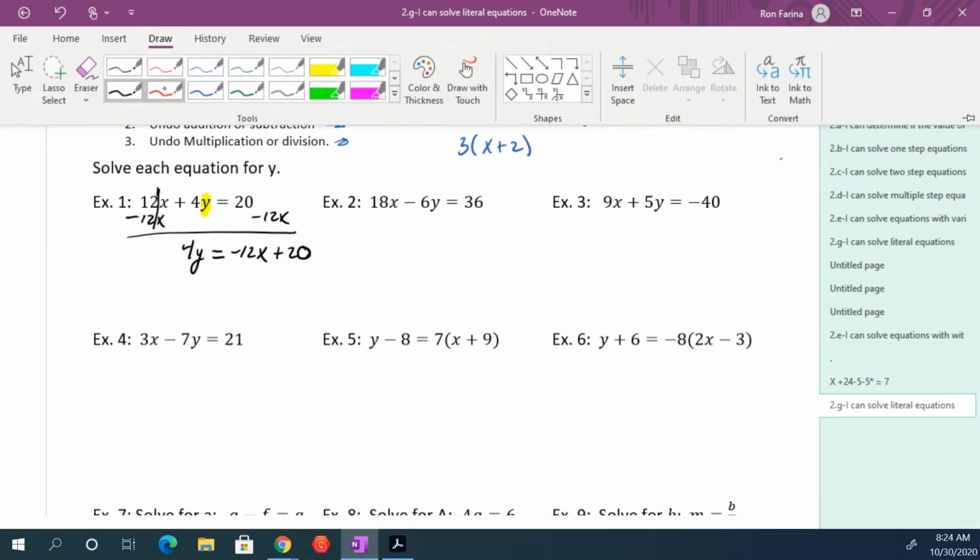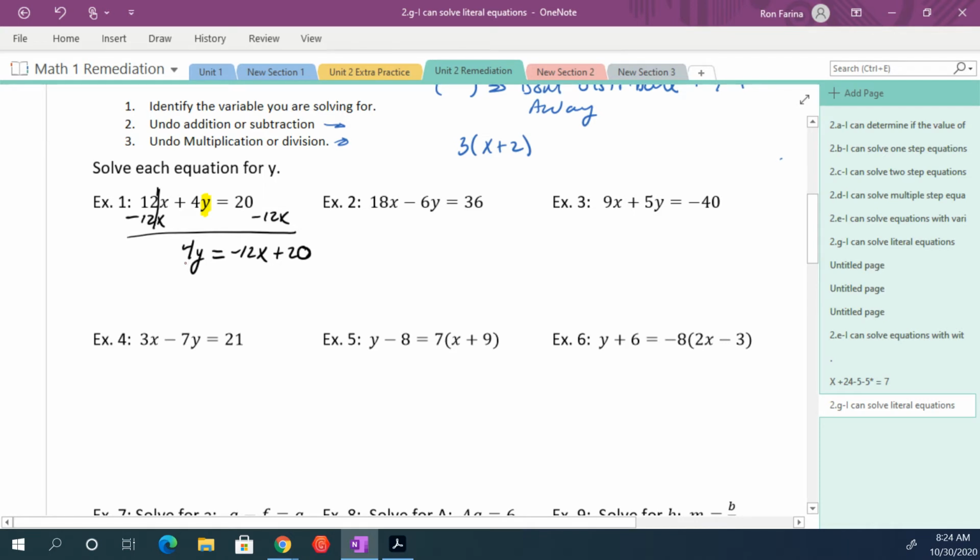Now, all I have to do is undo multiplication or division. I'm going to divide everything here by 4. Now, simplify these. Negative 12x divided by 4 is negative 3x. 20 divided by 4 is plus 5. And we are done.